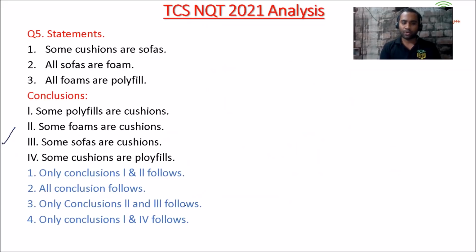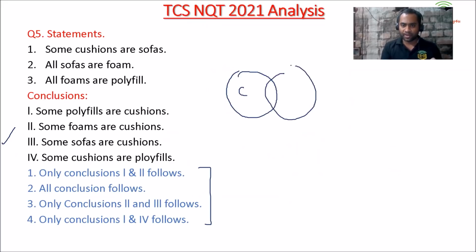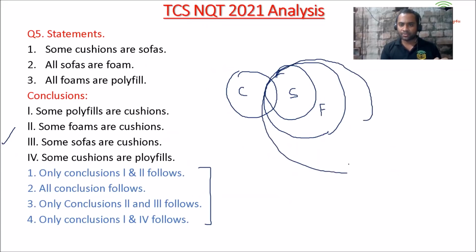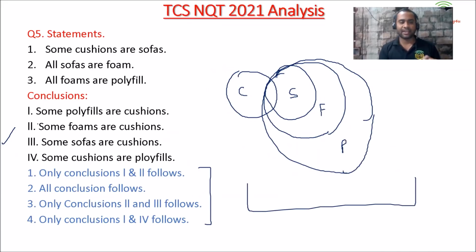Question number 5. Question number 5. Do you see any either-or? No. That means you do not have to think anything about the either-or condition. Some cushions are sofas. So some cushions are sofas. Okay. I'm not writing the full forms. All sofas are foams. So all sofas are foams, and all foams are polyfill. Okay. So all foams are polyfills. Okay, so this is what my diagram is now. So let us see the conclusions one by one. Some polyfills are cushions.